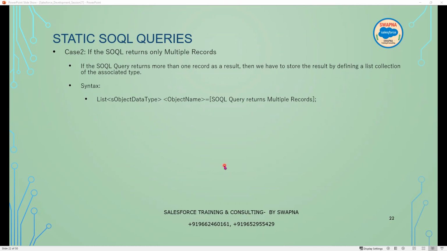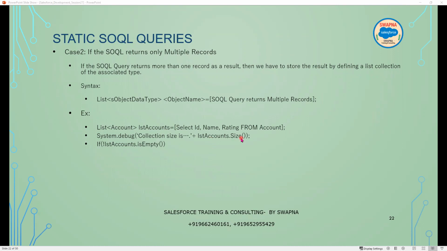The one which we have seen, right? So list of accounts, list accounts equal to select ID, comma name, comma rating from account. Then you can print the values. What is the size? You can print the size. Either you can check if list account dot size is greater than 0. There are 2 ways to cross verify whether you have data in this or not.